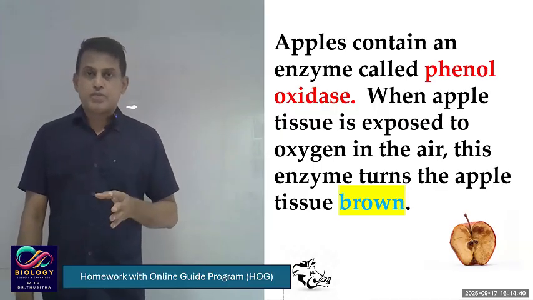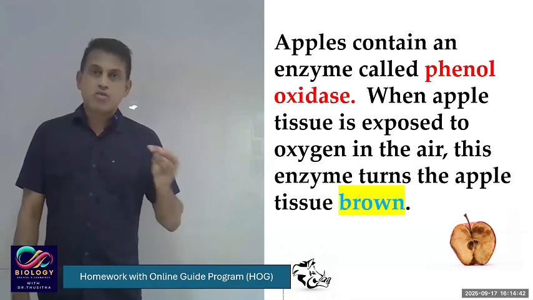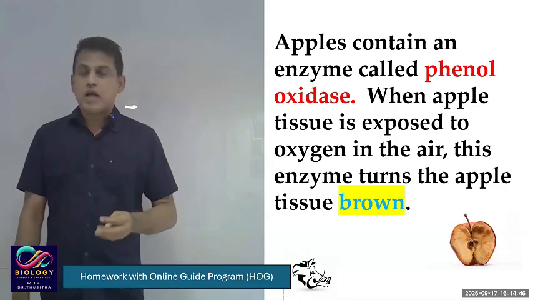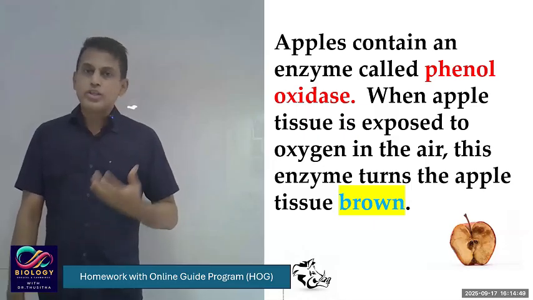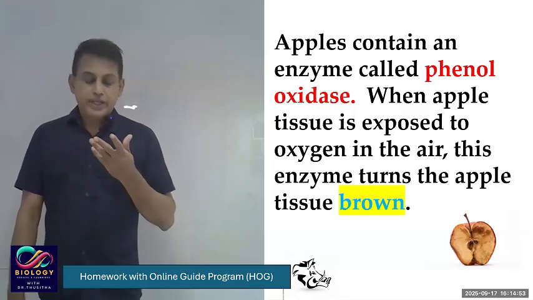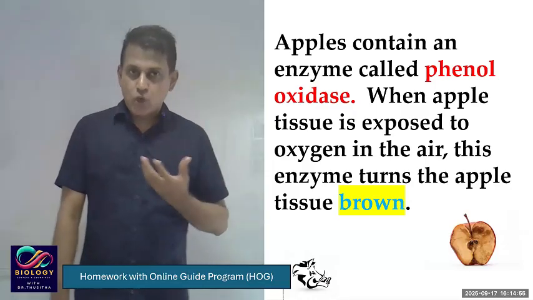Some fruits and vegetables have this phenol oxidase enzyme. After we cut the fruits or vegetables, we can't keep them for long. They get a brownish color. This is due to enzyme activity. So this question is based on enzymes.